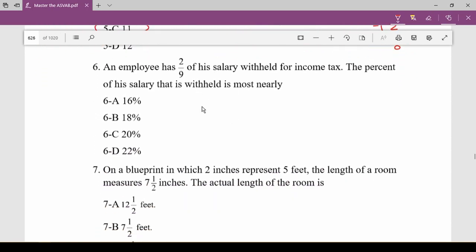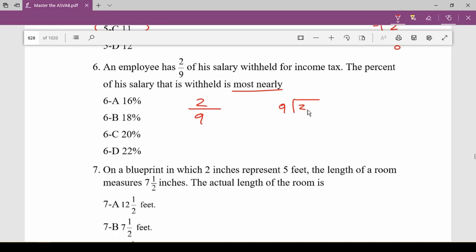Number 6. An employee has 2/9 of his salary withheld for income tax. The percent of his salary that is withheld is most nearly, so we need to approximate this. Whenever I see fractions, I think of them in two different ways. I read this as 2 over 9, and at the same time, I read it as 2 divided by 9. So in other words, I can turn 2 divided by 9 into this. 2 divided by 9, that is long division, and this will get me a percent.